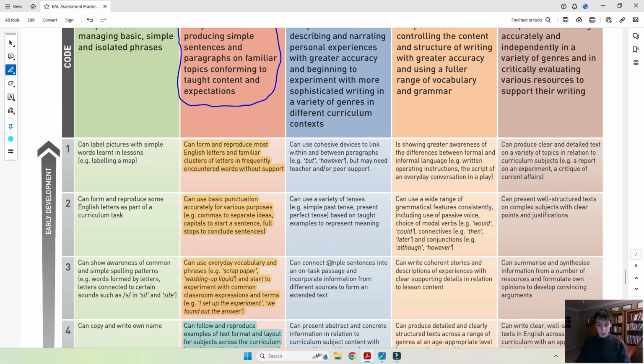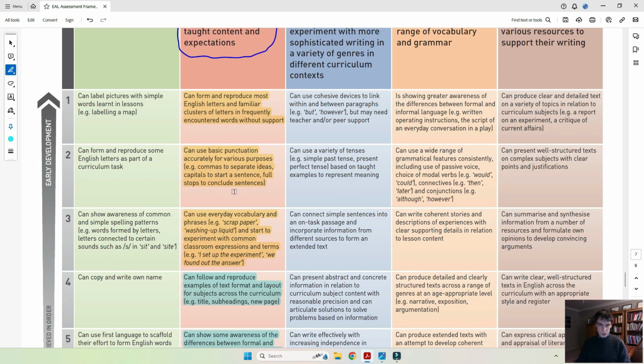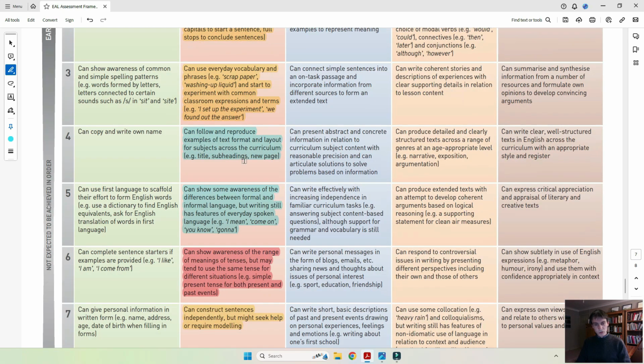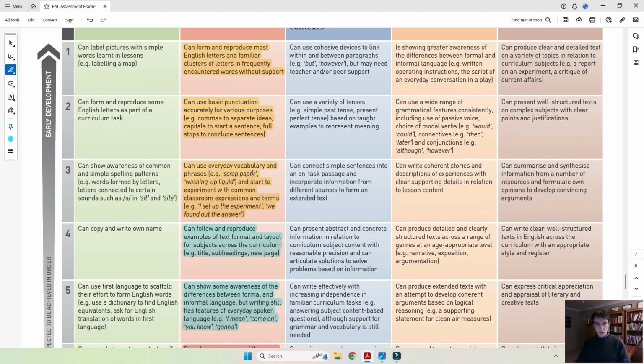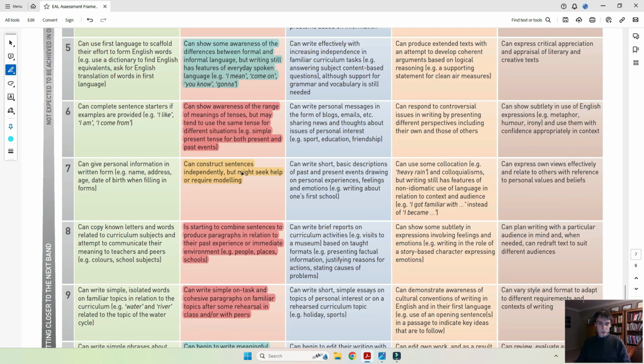And if we look at 3, connect simple sentences into an on-text passage and incorporate information from different sources. That obviously wouldn't apply to this. But if we look at the first 3, the learner is not doing them at all yet. So that means that now we are in the position to look at potential language targets for them. So of course, the areas that the learner can do are in this sort of yellowy orange color. These we don't know. So now we've got 3 that we've marked in red, which are potential areas for development.